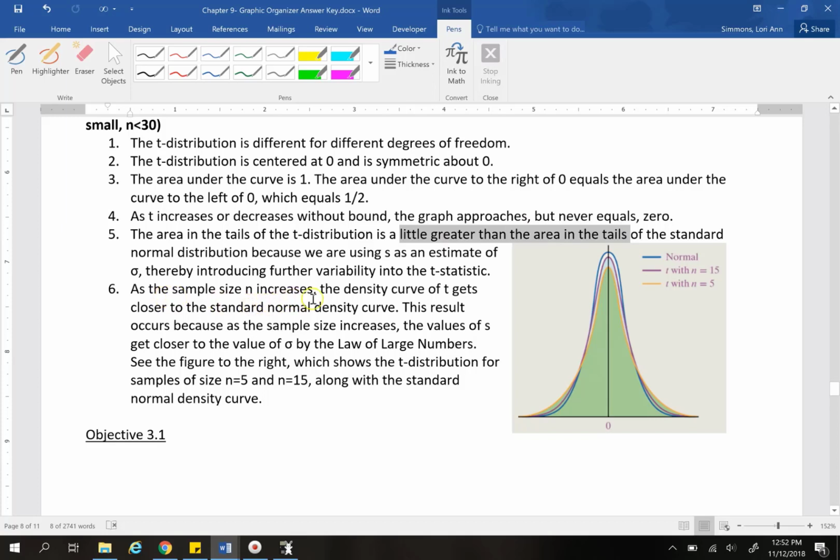And as the sample size n increases, the density curve of t gets closer to the standard normal density curve. This result occurs as the sample size increases. The values of s get closer to the value of sigma by the law of large numbers. So see the figure to the right, which shows a t-distribution for n equaling 5 and 15, along with the standard normal density curve. You can see as n is increasing, it's getting closer and closer to the normal curve, which is the blue line.